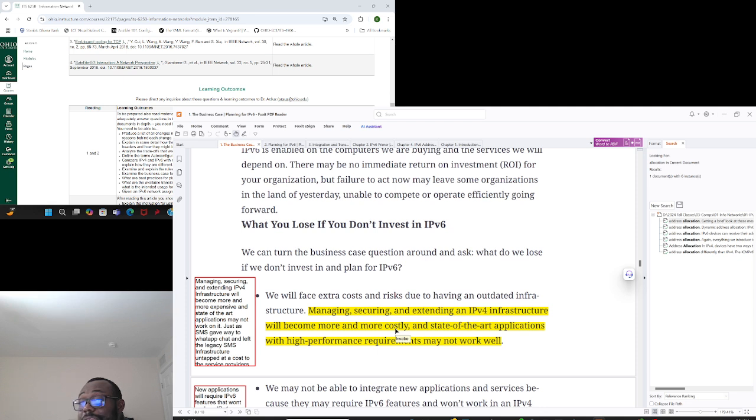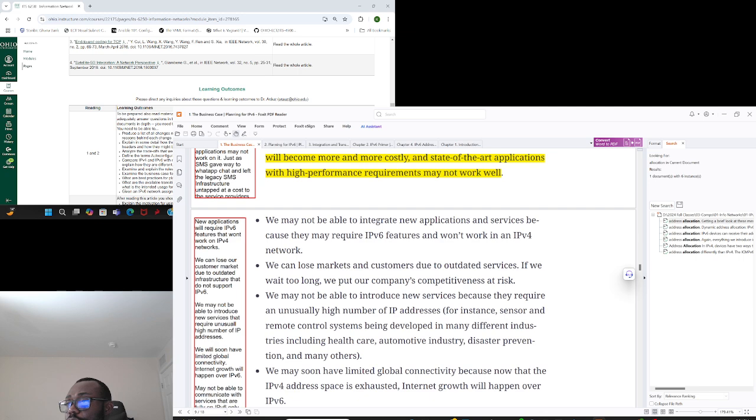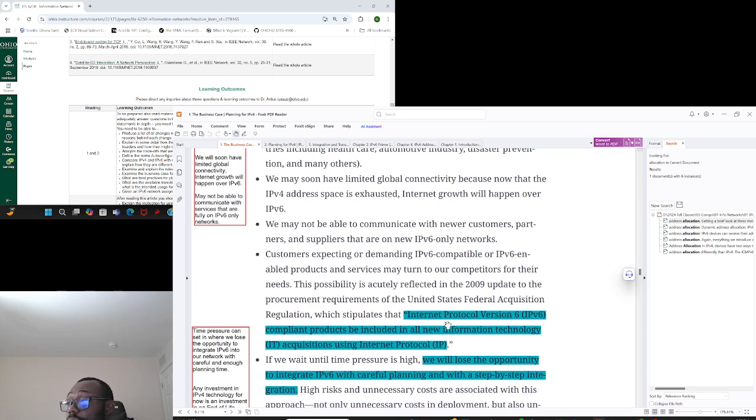Okay, and every vendor also has end of support or end of life for their devices and their software. It will get to a time where IPv4 will be turned off. Okay, and state of the art applications with high performance requirements may not work well on the IPv4 infrastructure. So there are a number of reasons. Of course, we could also lose our market share once we are unable to provide the services that support the infrastructure.